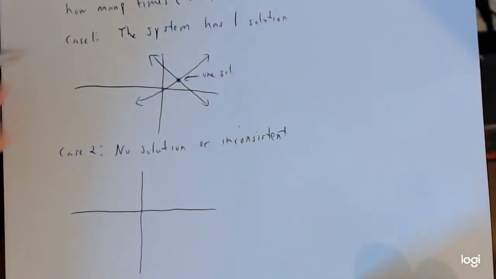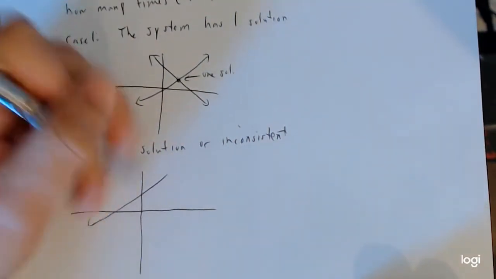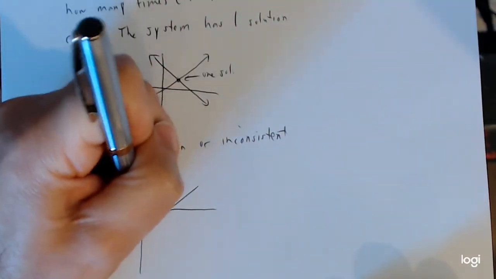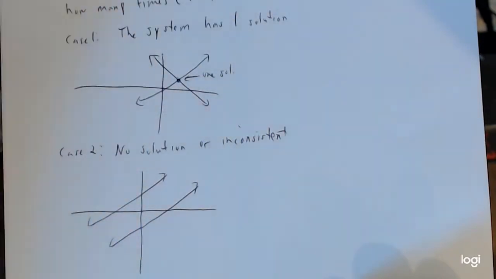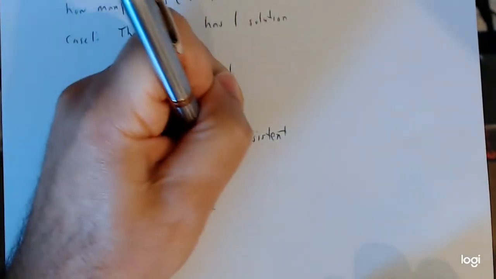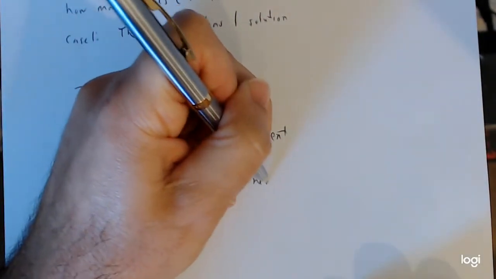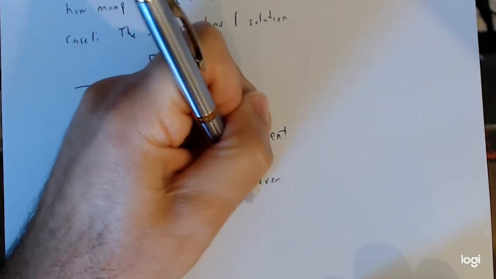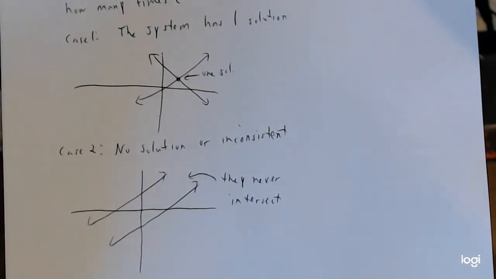So a case like this would be if I have two lines that are practically parallel. And so what is it that you notice here? Why do these guys have no solution? Because they never intersect. So notice how they never intersect. And you'll notice that if they never intersect, then you have no points that they share or that they have in common. So in that case, there is no solution.